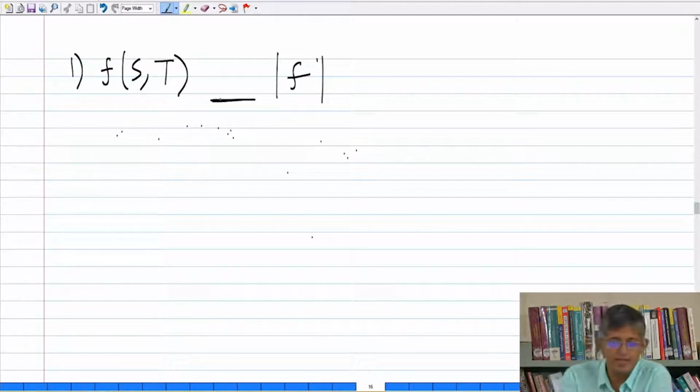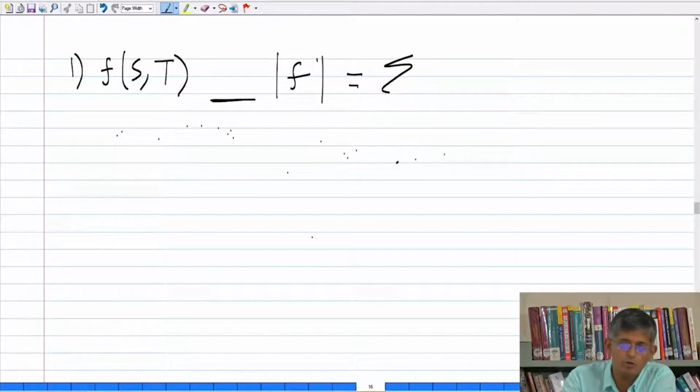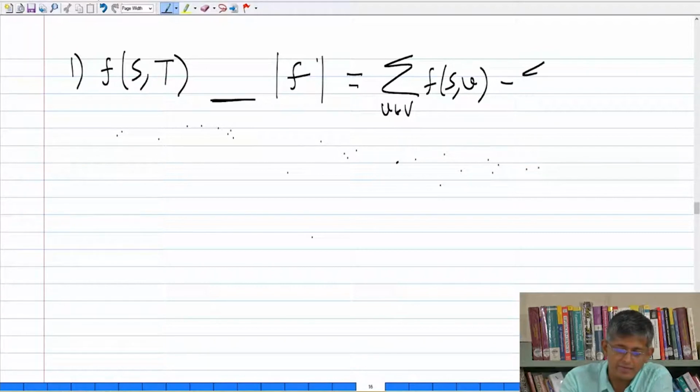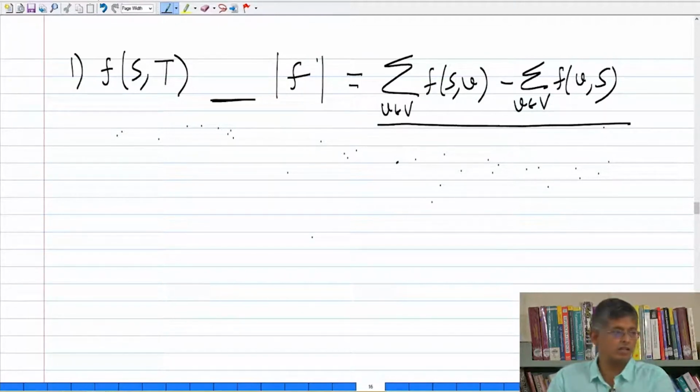So f is a flow. Let me write it down. What is the value of the flow? It is the effective amount of current that is flowing out of s. That is summation v belonging to V, f of s comma v, minus summation v belonging to V, f of v comma s. This is the net current or the net flow coming out of the vertex s. That is the definition of the value of the flow.